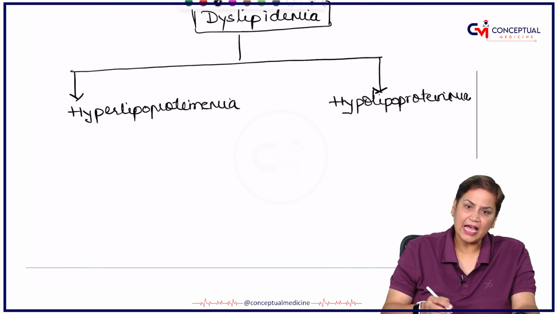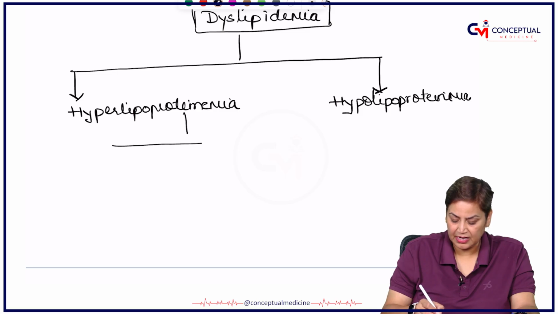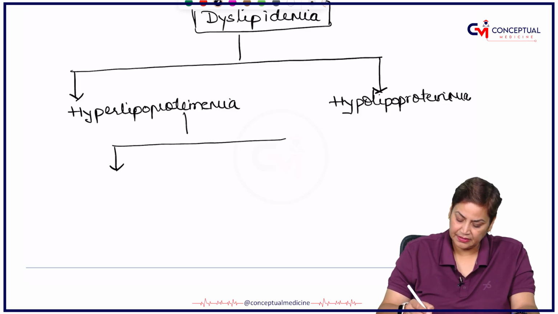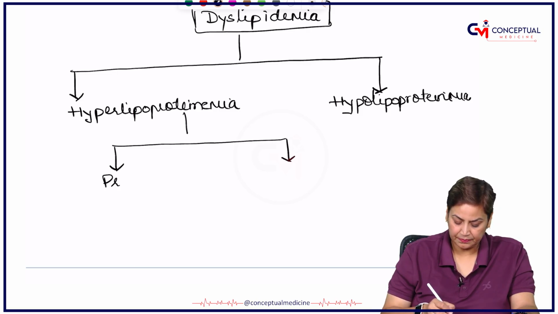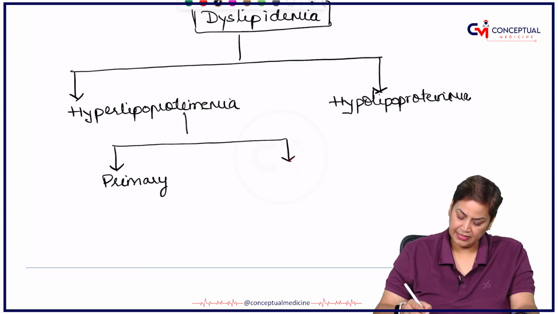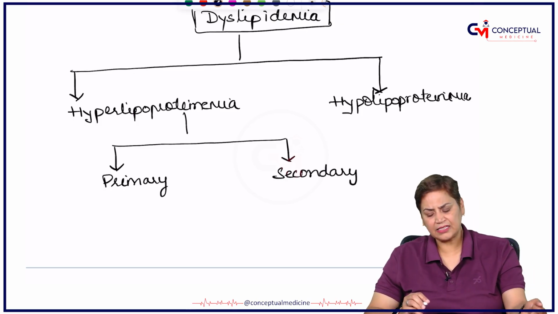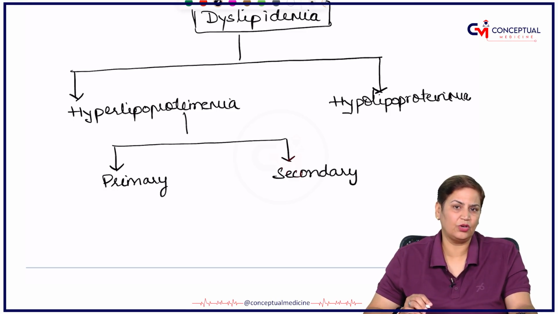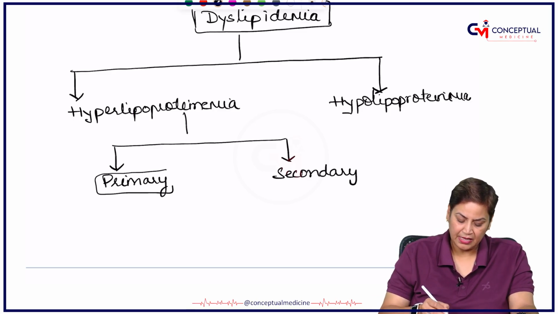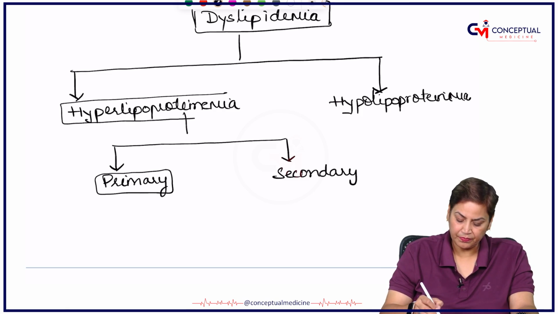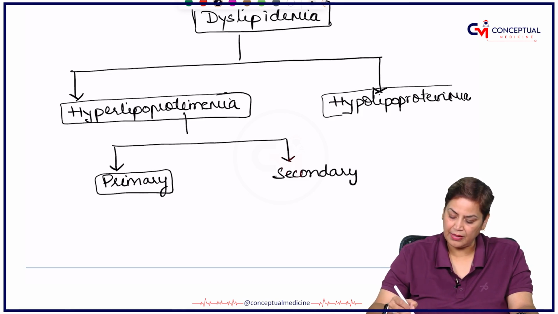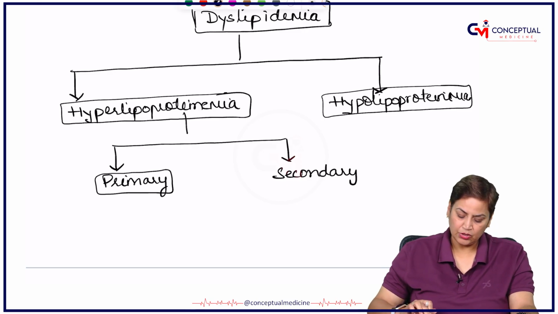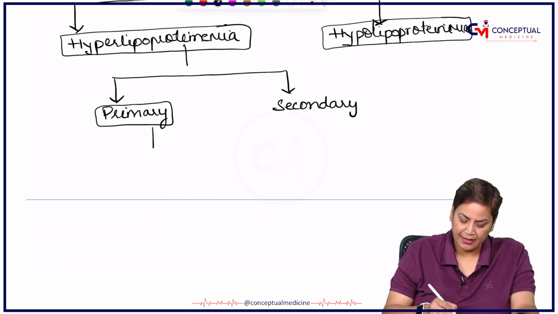Hyperlipoproteinemia is further classified into two main types: primary and secondary. The detailed classification we study in medicine also. So here in biochemistry we will be focusing mainly on the primary hyperlipoproteinemias and the hypolipoproteinemias. Under primary hyperlipoproteinemias, there are 5 main types.